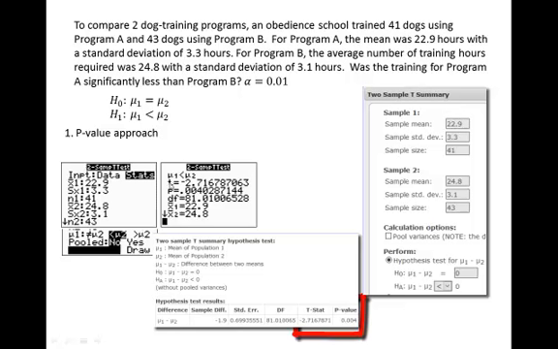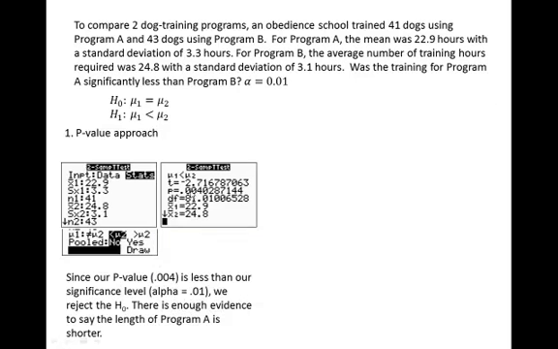And here are our results. This is our test statistic. Right below it is our p-value. Since our p-value is less than alpha, we reject the null hypothesis. There's enough evidence to say the length of program A is shorter.